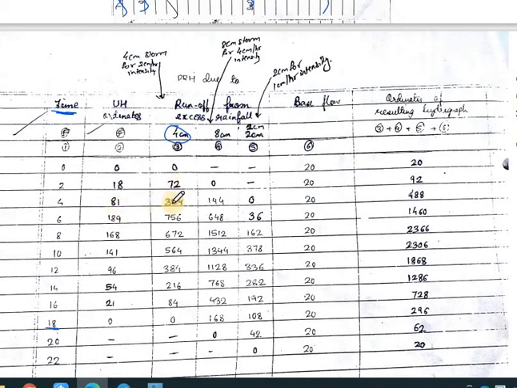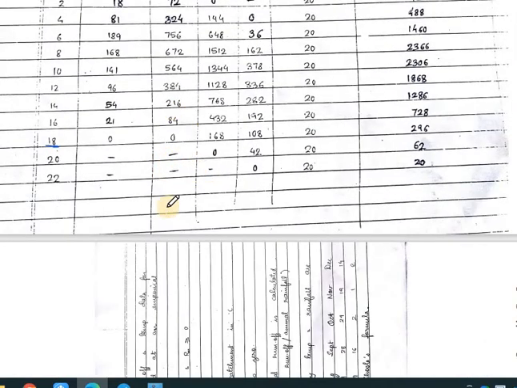Then 81 into 4, this will give you 324. 189 into 4, that will give you 756. 168 into 4, this will give you 672. 141 into 4, that will give you 564. 96 into 4, that will give you 384. 54 into 4, 216. 21 into 4, 84, and 0 into 4, that will give you 0. Okay, over here this will be dash.